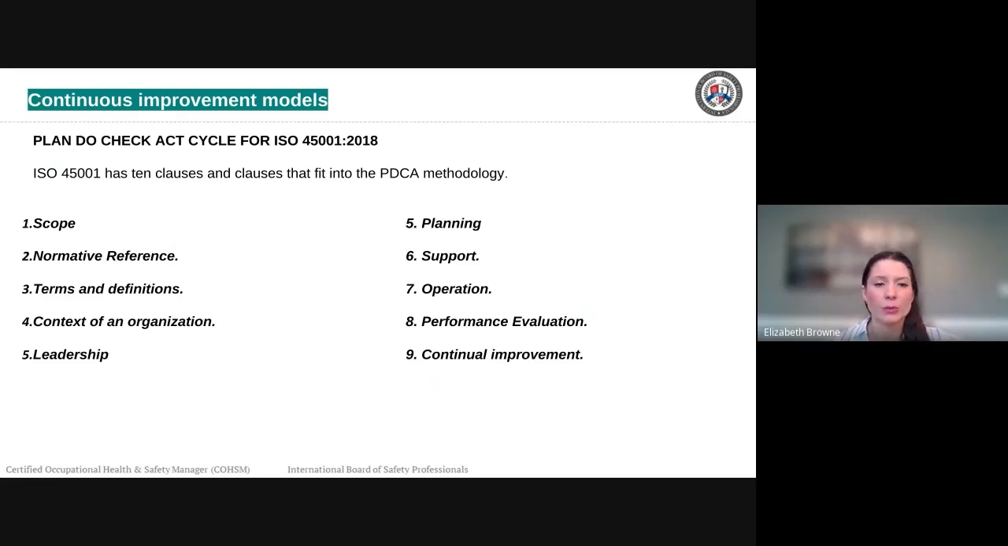ISO 45001 has 10 clauses that fit into the plan, do, check, act methodology. We have scope, normative reference, terms and definitions, context of the organization, leadership, planning, support, operation, performance evaluation, and continual improvement.